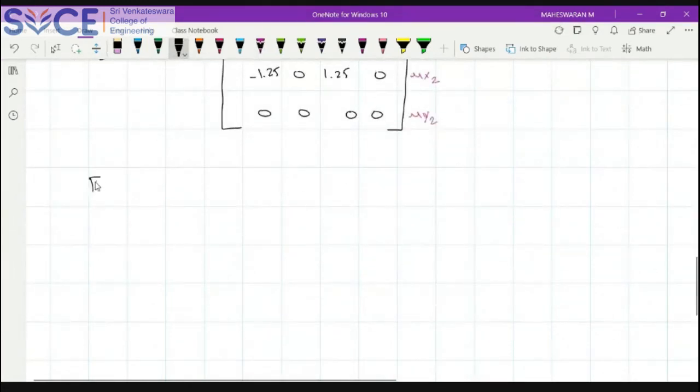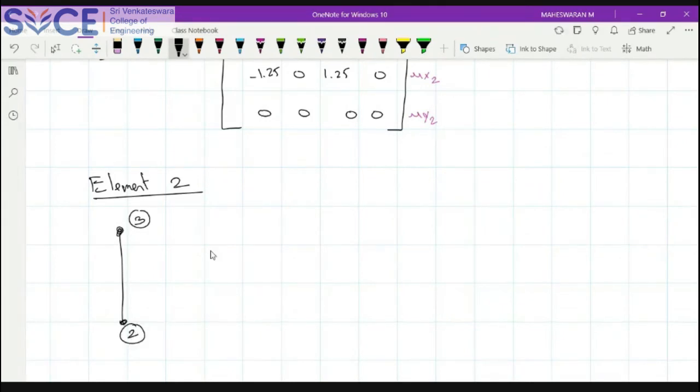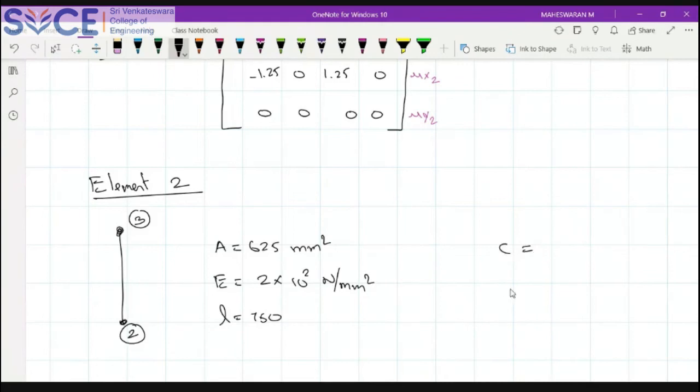So we'll go for element 2. When you go for element 2, your element is like this, connecting nodal points 2 and 3. Your A is the same, which is 625 mm square. E is the same, which is 2 into 10 power 5 Newton per mm square. L is 750 now. And what is your C and what is your S?